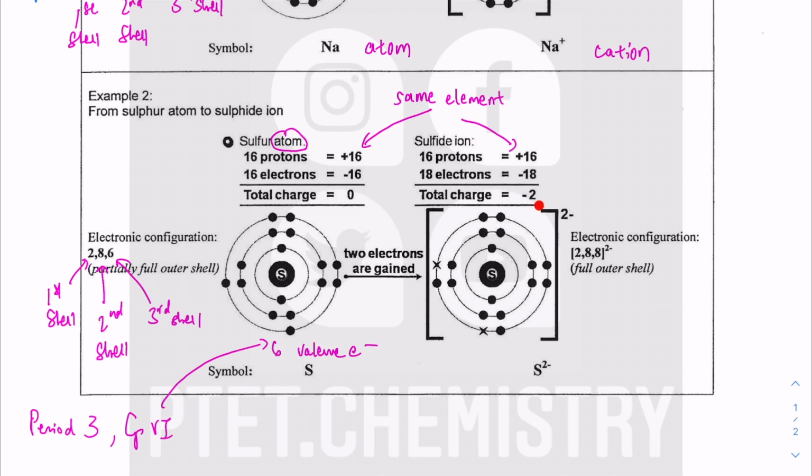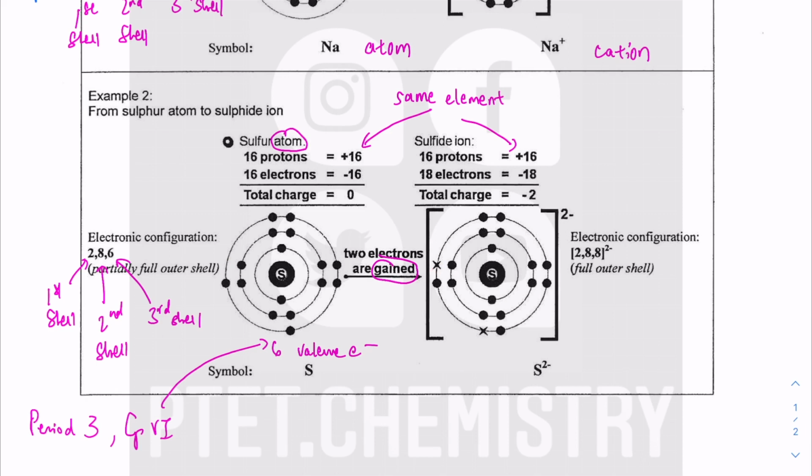Ion has a charge. Previously, we talked about metal forming positively charged cation. The non-metal form negatively charged anion because you gain electrons. And why would you want to gain? Because for you to lose 6, it costs a lot more energy than for you to gain just 2 more.